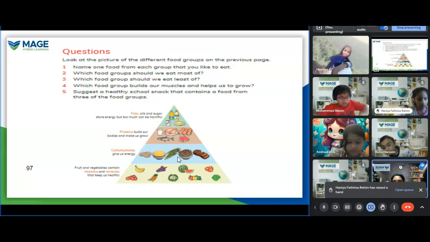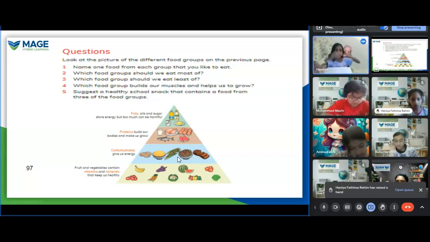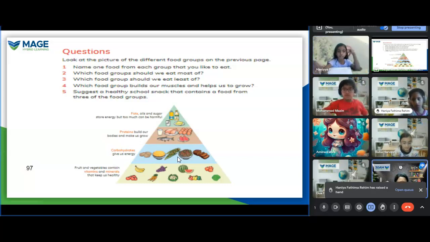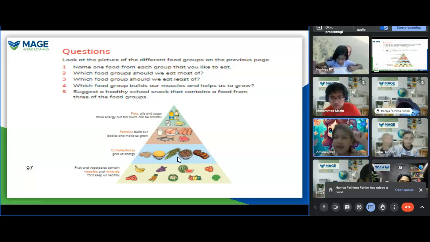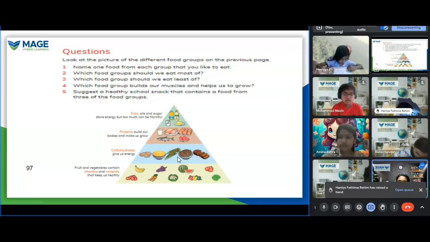So next, which food group should we eat most of? I think you can write that question. Which food group? You can write it as fat, protein, carbohydrate, vitamins and minerals. So for food group, you have to write the name of the food group. Yes, you have to write. Sahara, wait, I will tell you. You have to write the names that are given in the red color. Okay, Sahara, come on. What is your doubt?